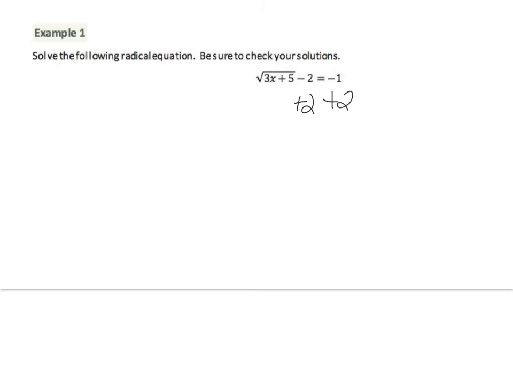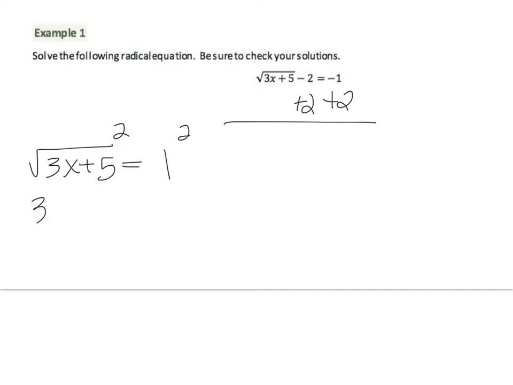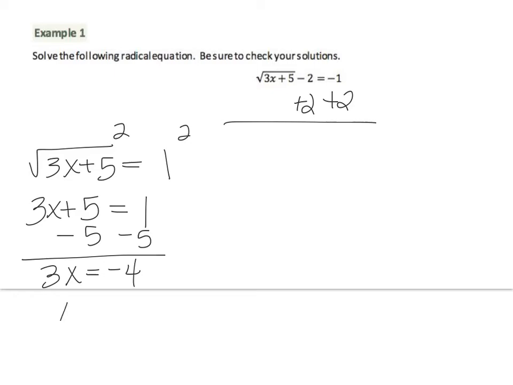So I'm isolating the radical first. Add 2 to both sides, I get 1. Now I need to square both sides. 3x plus 5 equals 1. Now go ahead and continue to solve. So x equals negative 4/3, and we do need to check to make sure that it works.